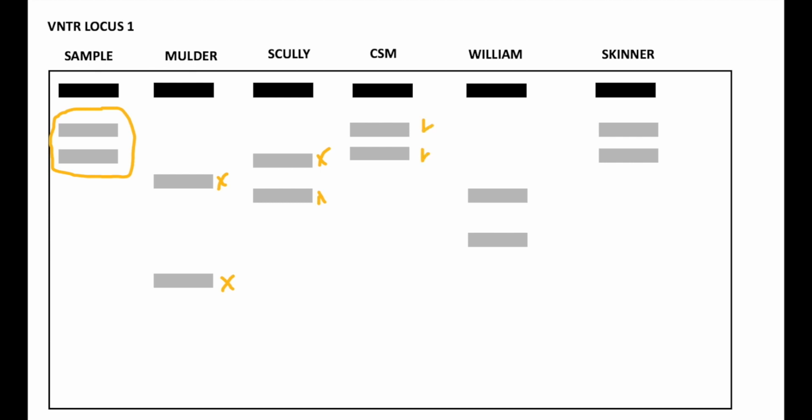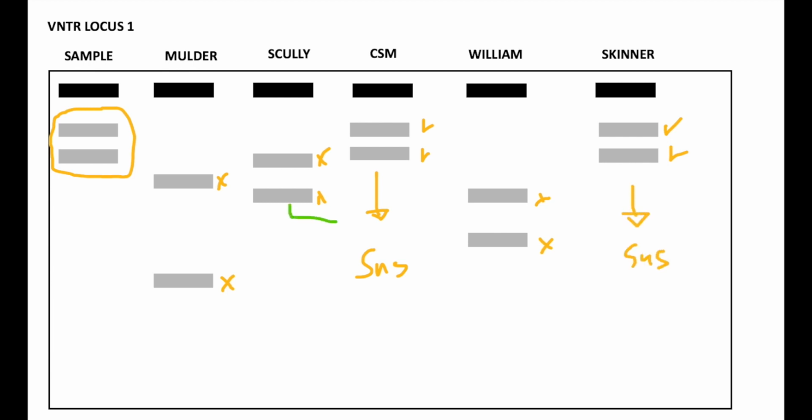The smoking man, on the other hand, is a perfect match for the crime scene sample, so he is a suspect. William is not a match, so he can be ruled out as a suspect. Skinner is also a perfect match for the crime scene sample, so he is another suspect. So now, our 2 suspects are the cigarette-smoking man and Skinner.